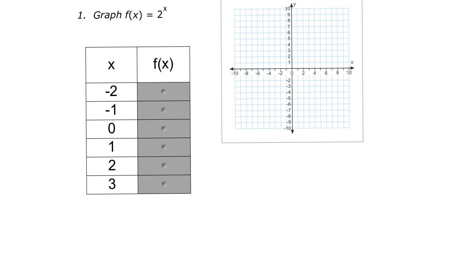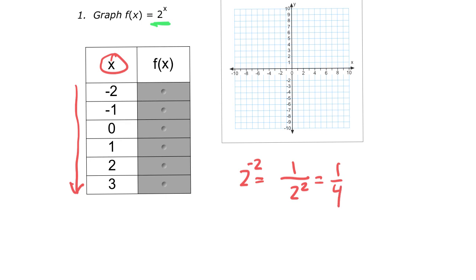So our first example here, f of x equals 2 to the x. I'm going to graph that out using these x values in the chart. If x is negative 2, I'm going to have 2 to the negative second. Remember, the 2 goes in the bottom. Reciprocal, it's squared, so that's going to be 1/4. Now we're going to negative 1. Again, reciprocal. 2 goes in the bottom to the first. 1/2.